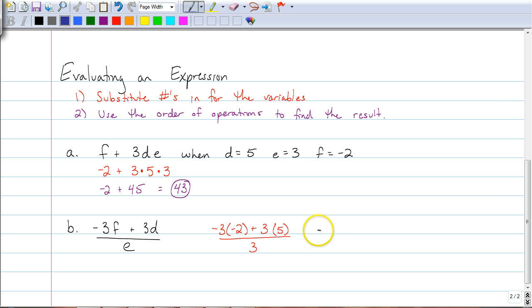So now, when I go to use my order of operations, negative 3 times negative 2 is a positive 6. 3 times 5 is 15, all of which divided by 3. So when I simplify this, 6 plus 15 is 21, all divided by 3. And lastly, our last step then is to simplify this. 21 divided by 3 gives me 7. So we've just evaluated that expression.